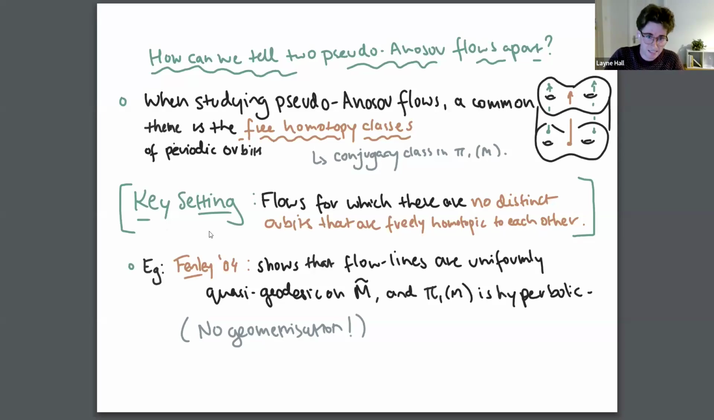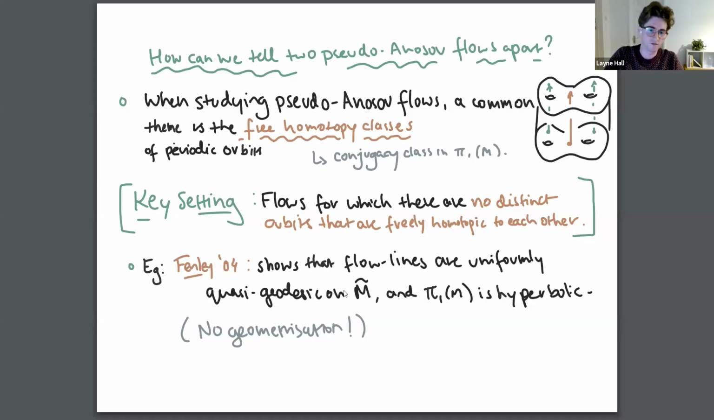And a particular setting that we care about is when there are none of these that are homotopic to each other. So my fun fact one about suspensions was that there are none homotopic to each other, right? So this is in the nice setting. And we have all sorts of nice results about this. So for example, Sergio Fenley showed that in this case, you recover the suspension picture.